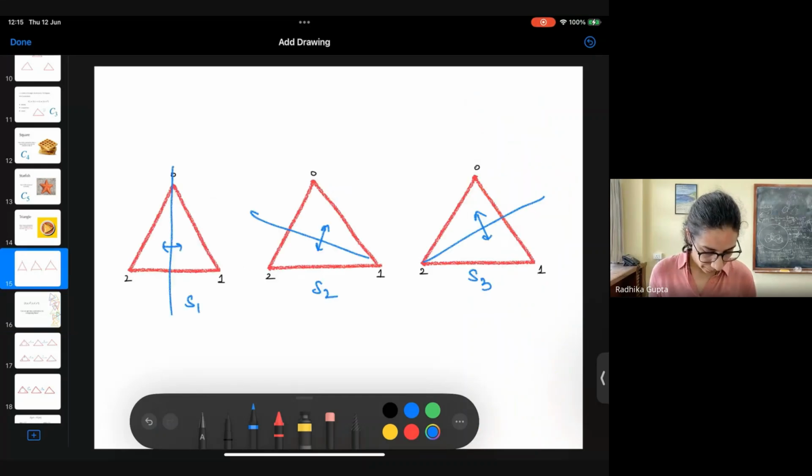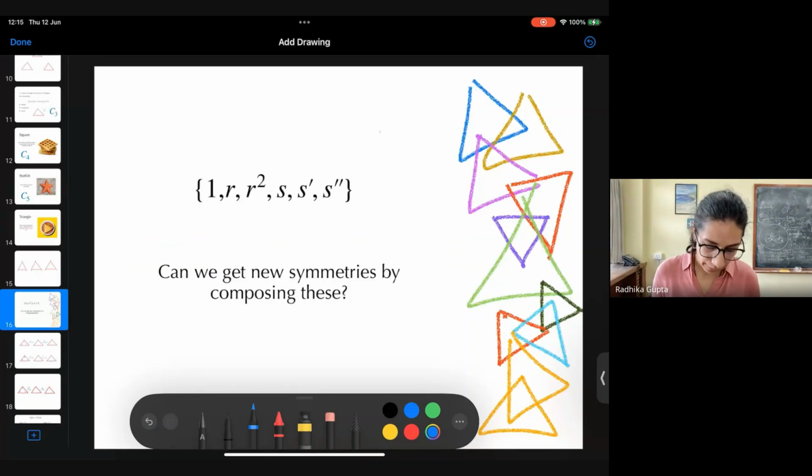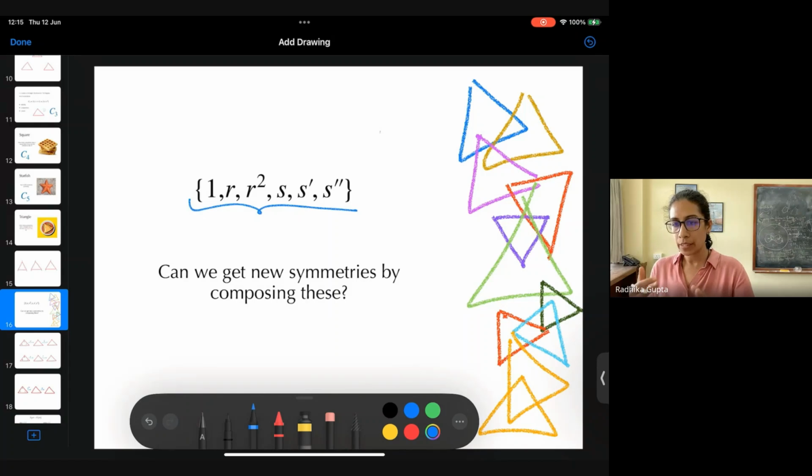I guess I'm calling them S, S prime, S double prime. And now I have some set of symmetries. And now my question is, can I compose these? Can I rotate once and then reflect and get something new? Yes. Answering the question, we define symmetry as some operation that returns the same shape. So I've written some symmetries here. R is rotation, S, S prime, S double prime are these reflections. And I'm asking, can you compose these to get new things?